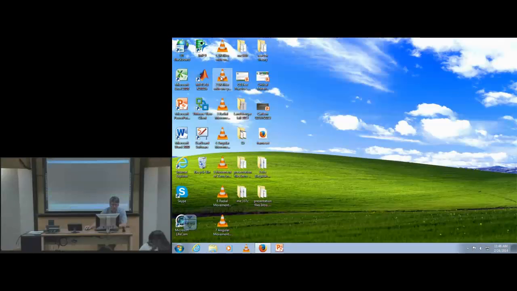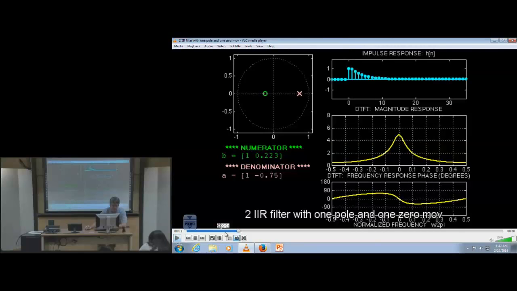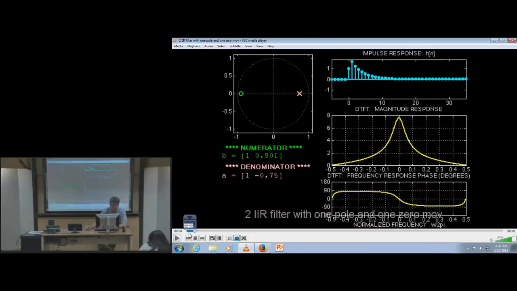All right, number 2. We're going to let the zero move around. Initially it's pretty much at z equals minus 1, or pi or minus pi frequency. So there's your zero in the magnitude response. It corresponds to that angle of the zero location. The pole is close to omega equals 0, so I get a peak at omega equals 0. I'll let the zero move around.